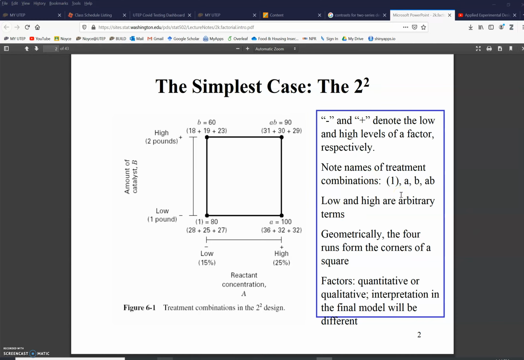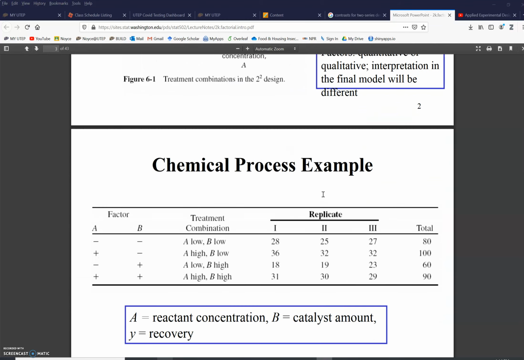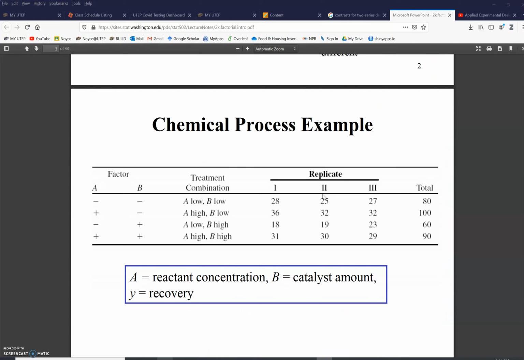If we go to the next slide, we could talk about the replicates within this experiment in the following way. We have the case where it's negative, negative, or 0, 0, where A is low and B is low, and there's 3 replicates giving you a total of 80. Then high and low, again 3 replications, low, high, and high, high.